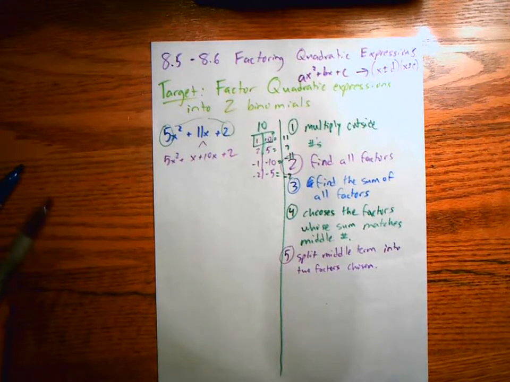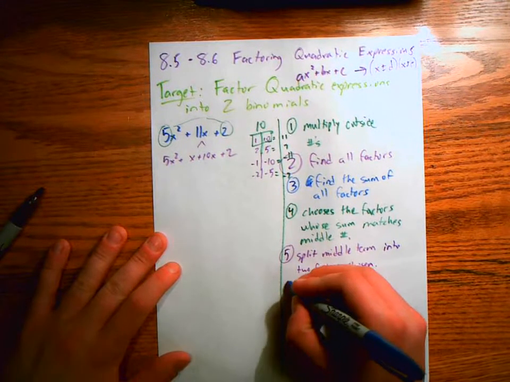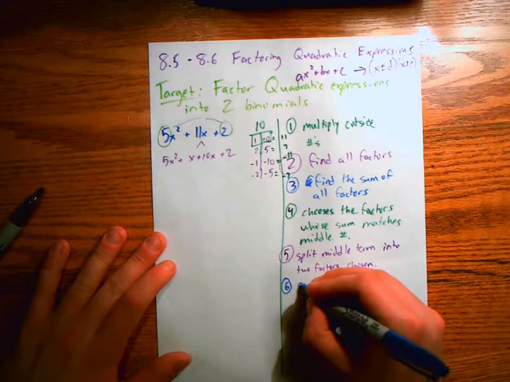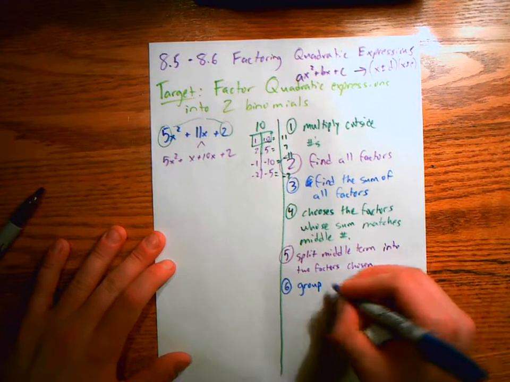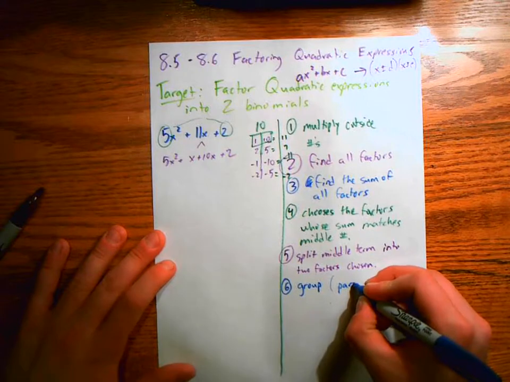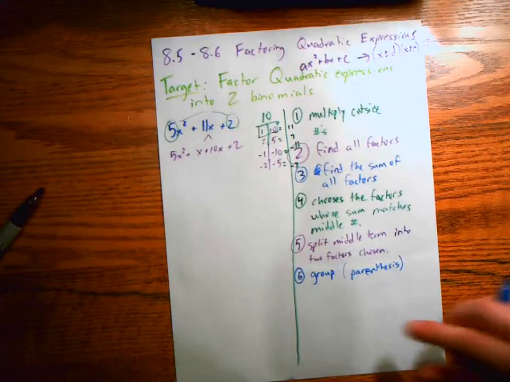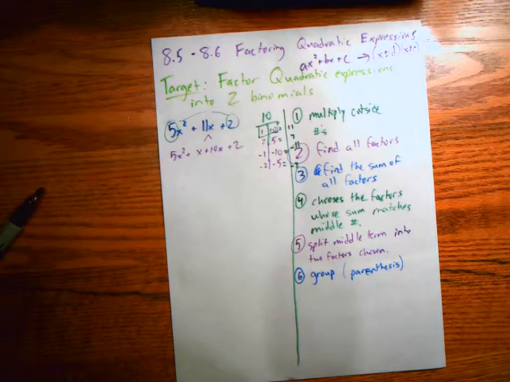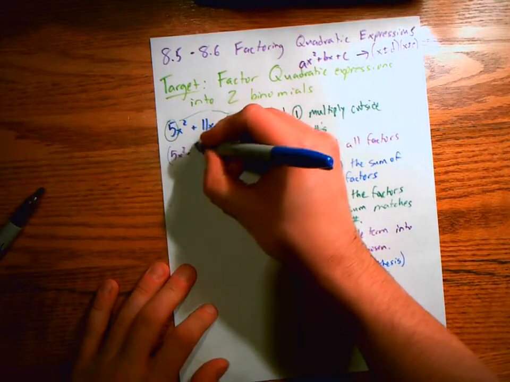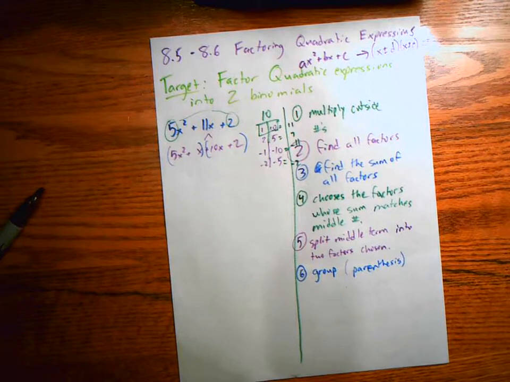Then next, after you split that up, you need to factor by grouping, or include parentheses around the groups. So since there's 4 terms, I'm going to want to group them into two binomials that are being added. So the first two, 5x squared plus x, is one group or parentheses or binomial, and then 10x plus 2 is the second one.